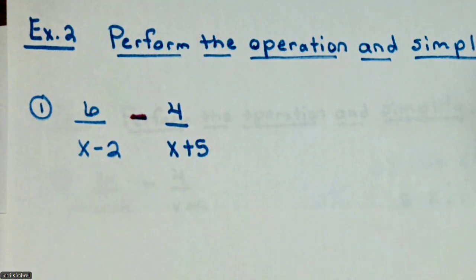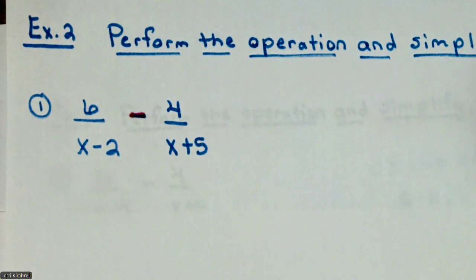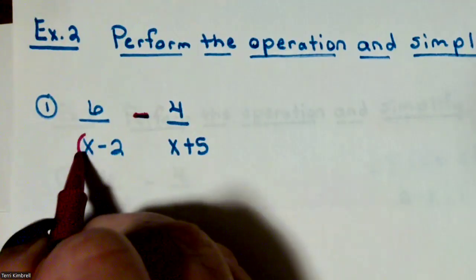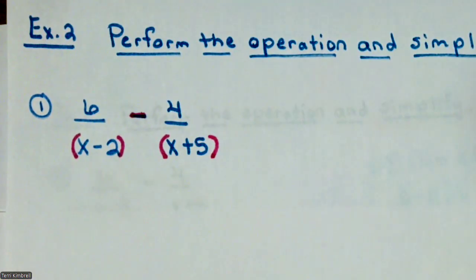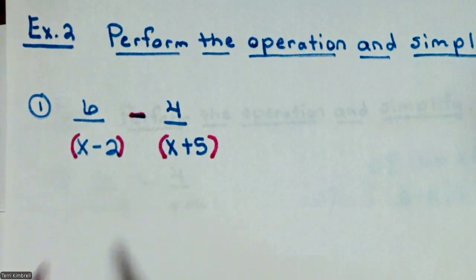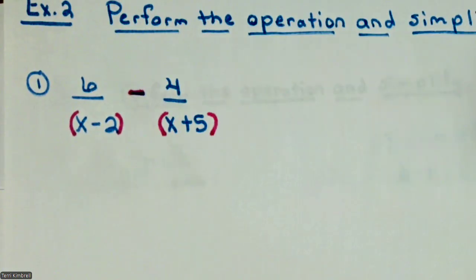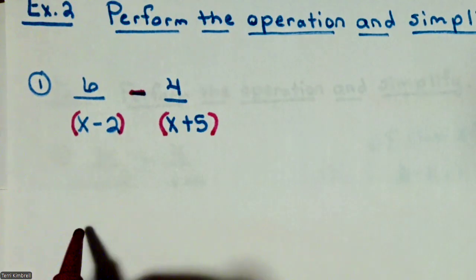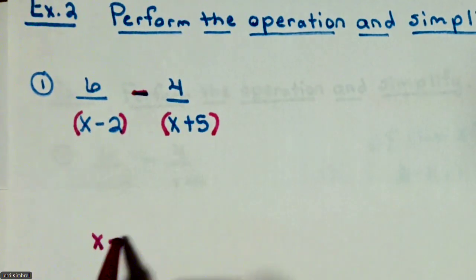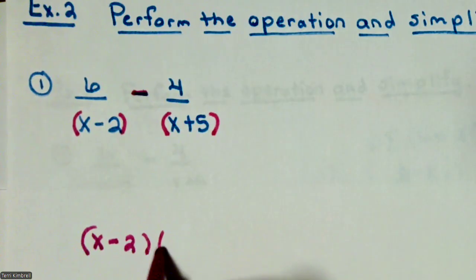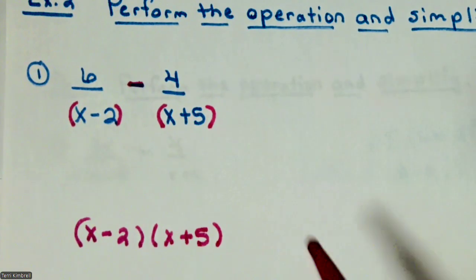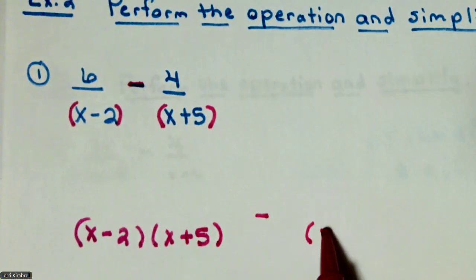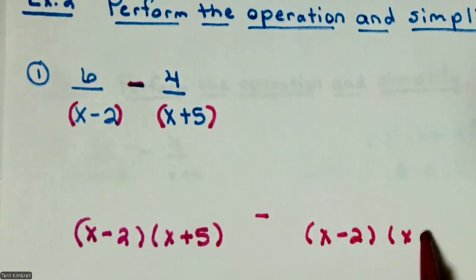Okay, so when you add and subtract fractions, your denominators have to be the same. So when you have the x minus 2 and the x plus 5, those are two completely different things. So that means my common denominator is going to be those put together. So I'm going to rewrite this with both of those as the denominator. Okay, then I'm going to have a minus, and I'm going to put that as the denominator as well.